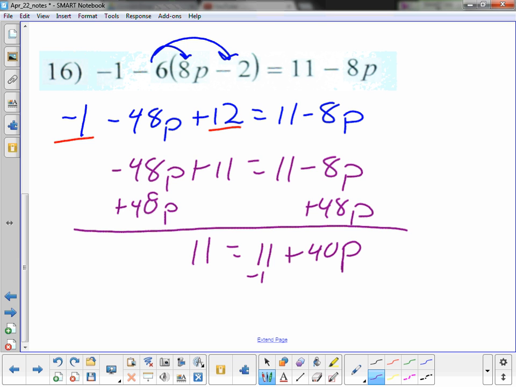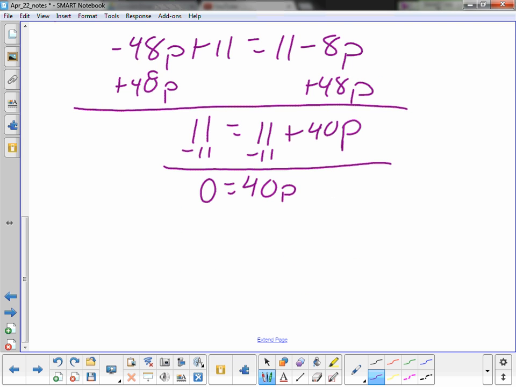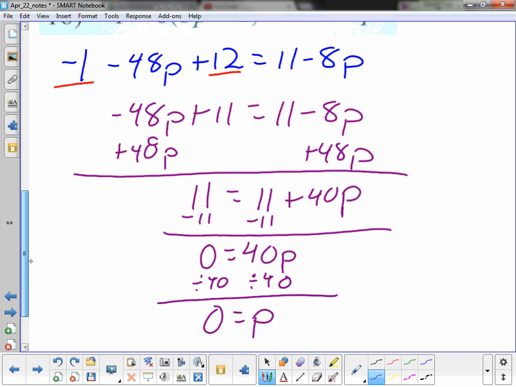And now I want to subtract 11. That gets me 0 equals 40p. Now, unlike some of those others where we had a number equaling 0, I have a variable here. So this is solvable. So I'm going to divide by 40 on both sides. So if I take nothing, I break it into 40 parts, I still have nothing for each part. So 0 is p.